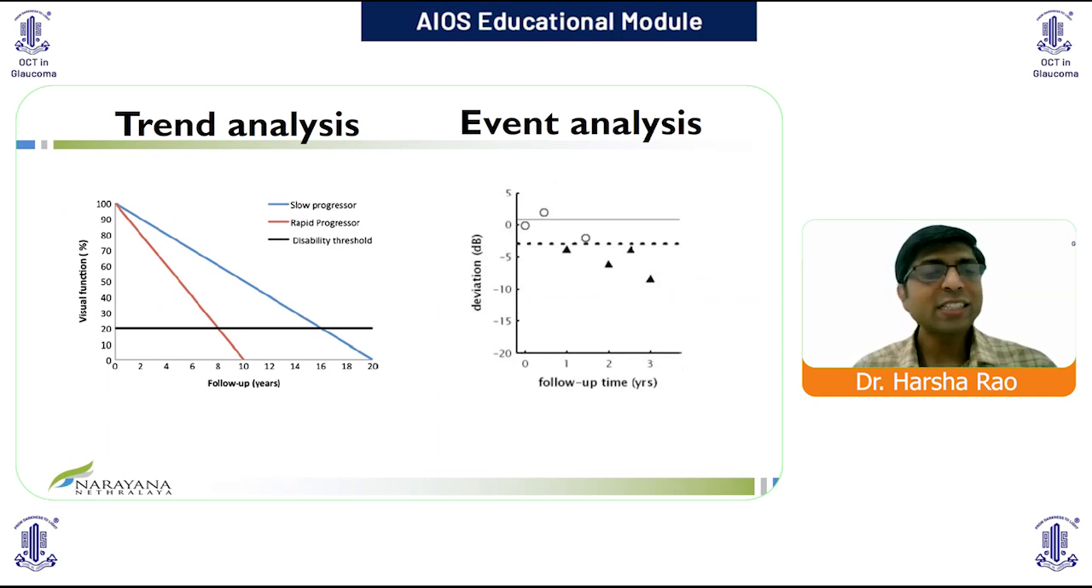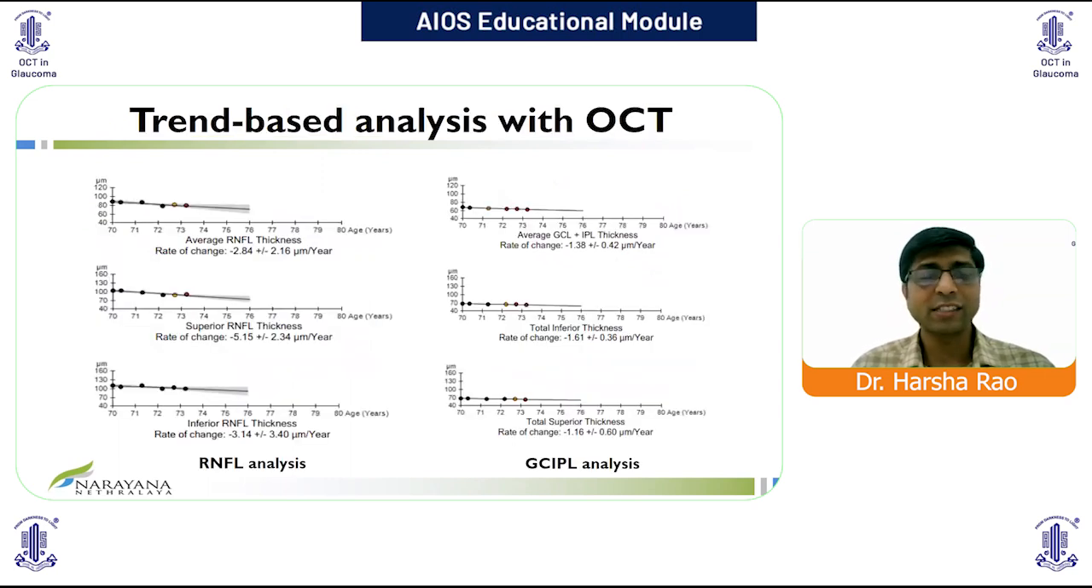One is the trend analysis, as I told earlier, which is basically what is happening to a parameter over time. So this gives us the slope or the rate of change of a parameter over time. And the other one is the event analysis, where an event is defined to have occurred if the parameter crosses a certain threshold. So if the RNFL thickness, for example, crosses a certain threshold or changes by 10 microns, then it is said that the event of progression has happened. So that's what an event analysis tells us.